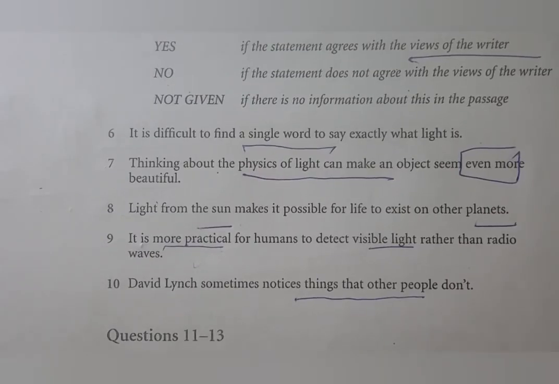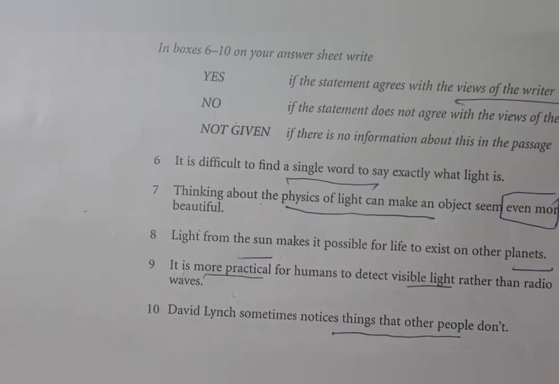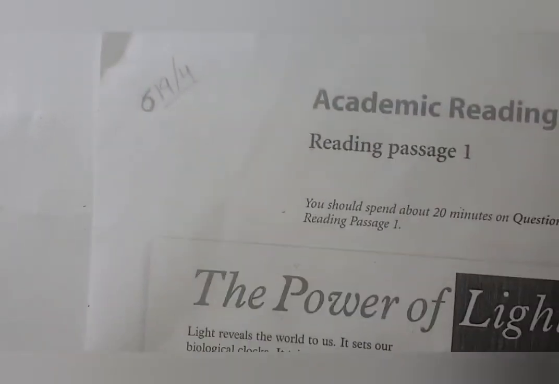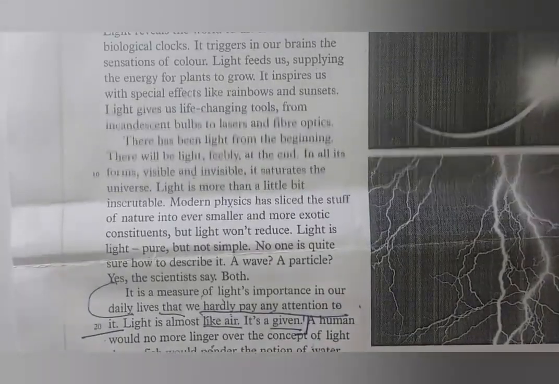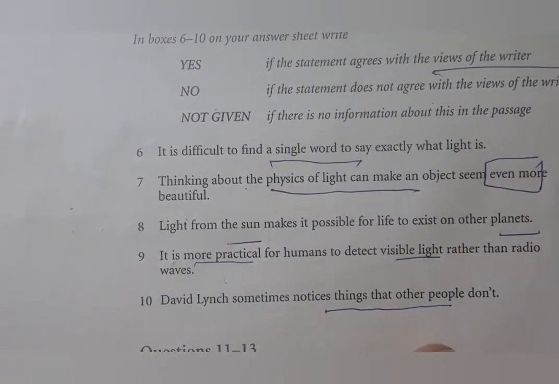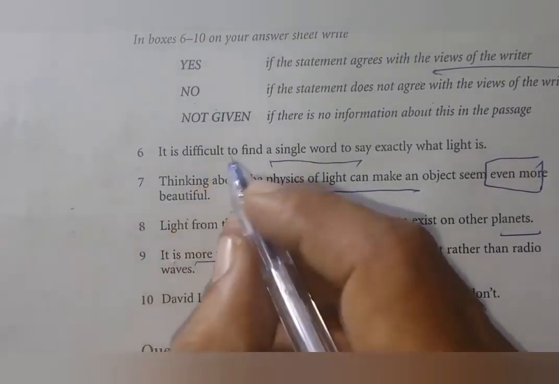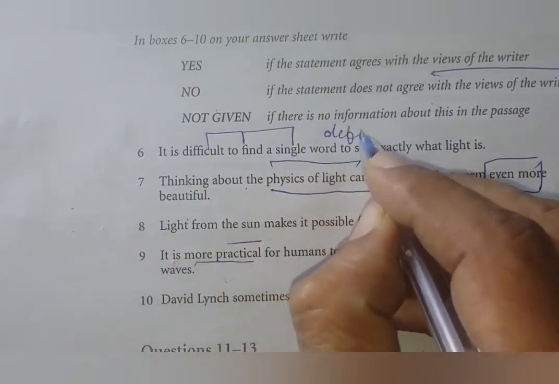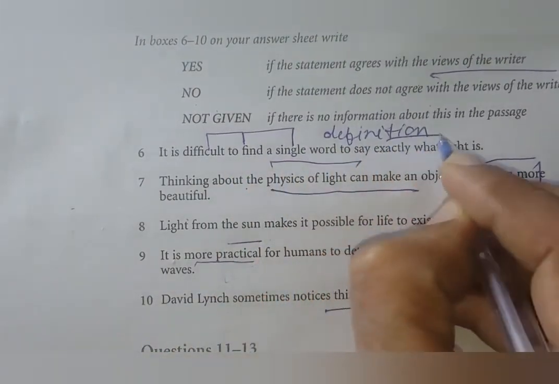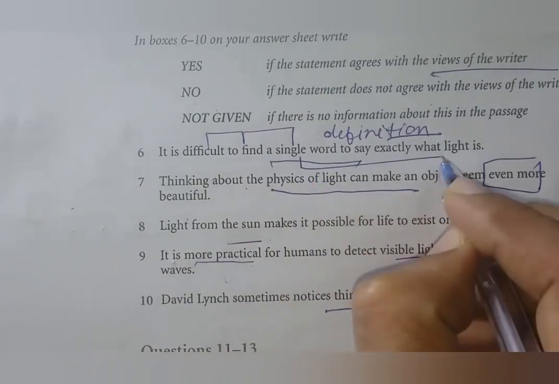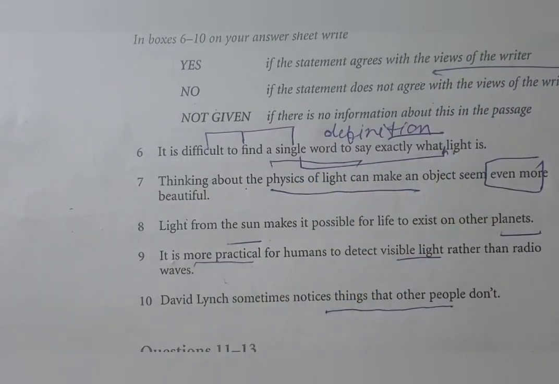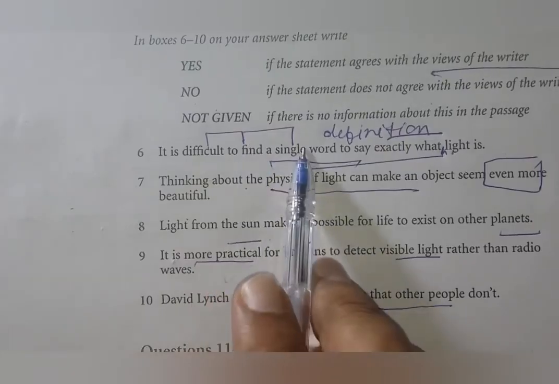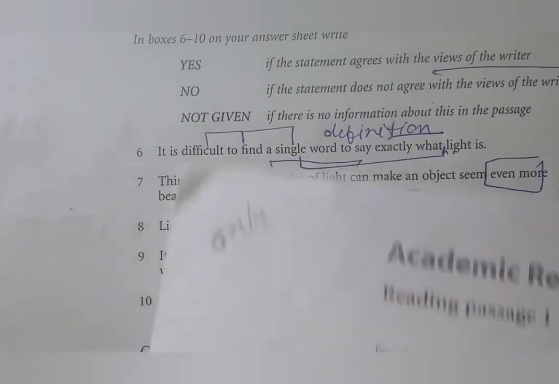It's difficult to find a single word to say exactly what light it is. This definition of the light, 1 minute, how I want to say, or how I'm sure that this is the definition. He said difficult to find a single word. It means how to define, right? What light is. Difficult to find a single word what light is.